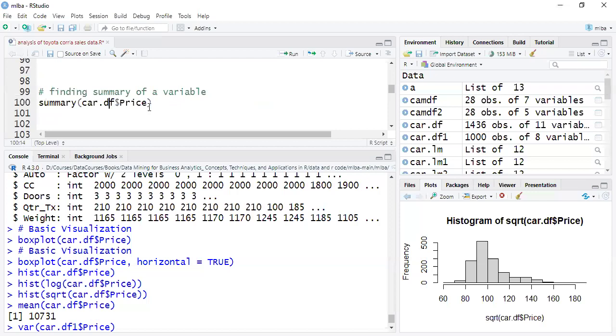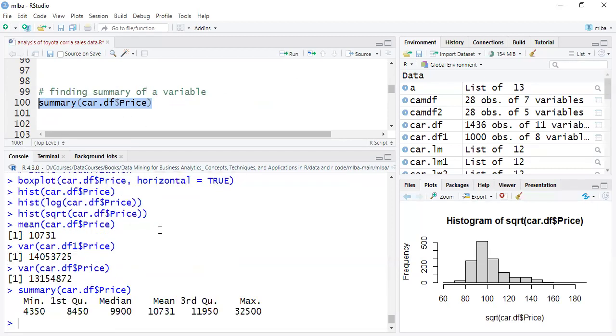Still, I am just mentioning the summary of the prices. Sorry. In this summary command, what we are doing is computing the summary statistics of prices. Run it. In summary statistics, we have 6 observations. What are those 6 observations? Minimum value, the first quartile, the median, the mean, the third quartile, the max. These are the 6 observations provided by the summary command.